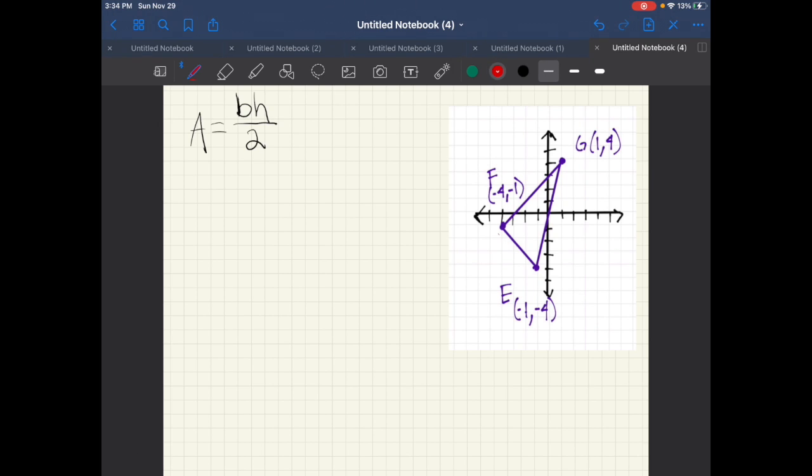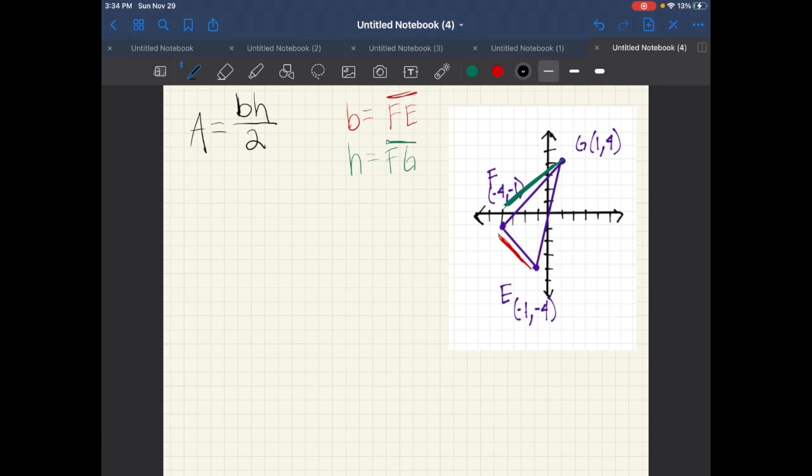So let's say the base is in red here, and the base is going to be segment EF or FE. Then the height is going to be this one in green, and the height is going to be segment FG. Right? So next we have to find what is the length of FE. So it's on a diagonal, so we're going to have to use the distance formula.